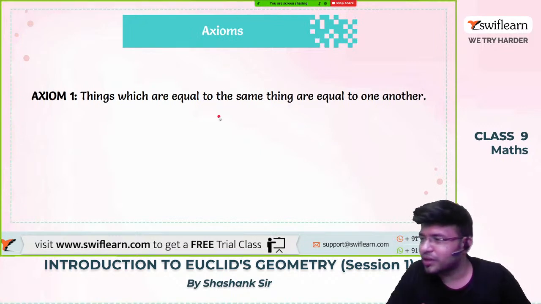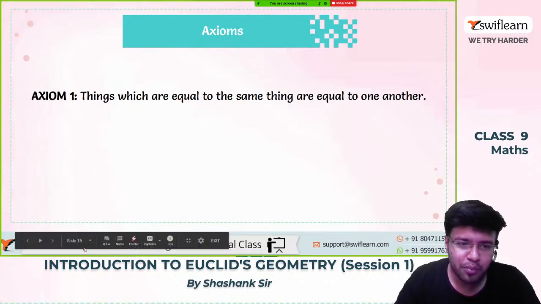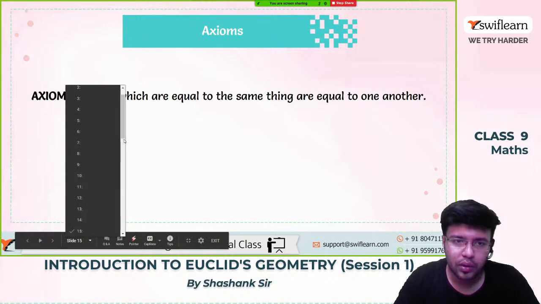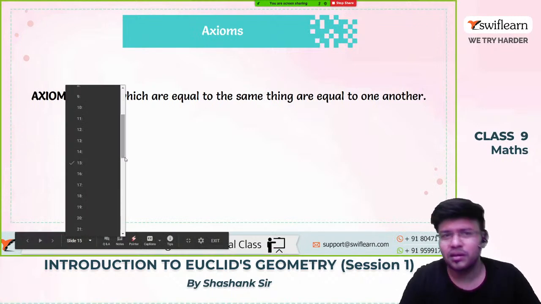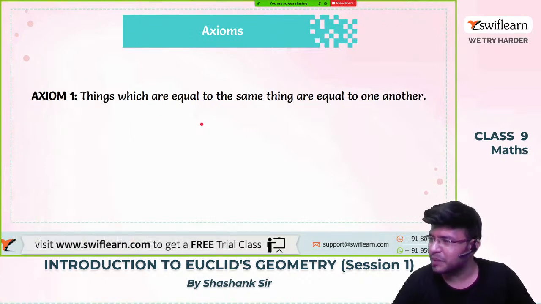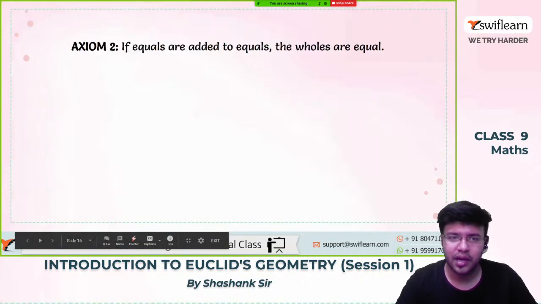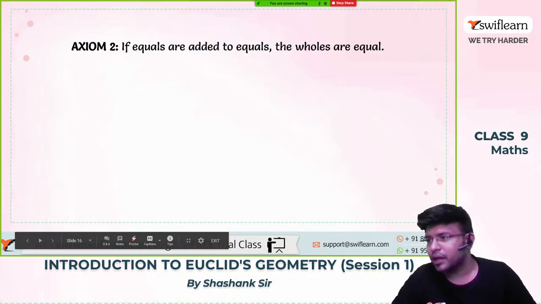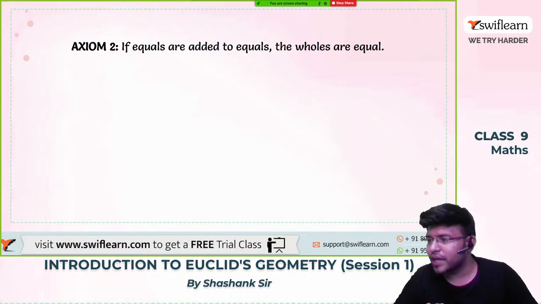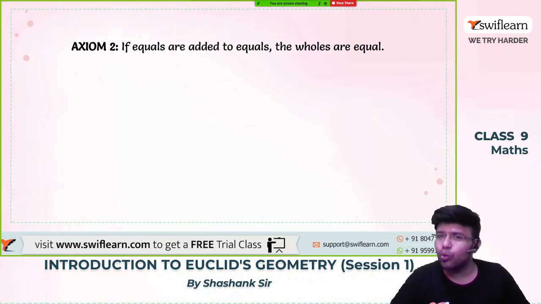So this is axiom 1. What is axiom 1? If two things are equal to the same thing, they are equal to each other. Now, what is axiom 2? If equals are added to equals, the wholes are equal. Yes, look here.